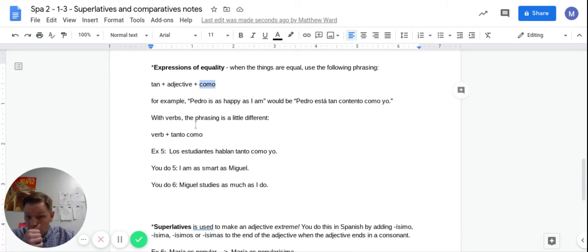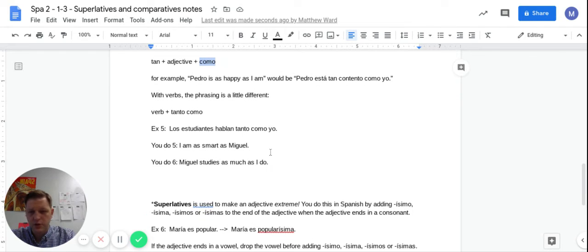With verbs, we don't use tan and como, we use tanto como after the verb. They're similar but a little bit different. So example 5. Los estudiantes hablan tanto como yo. The students talk as much as I do. Okay, ready to pause for you do 5, you do 6.